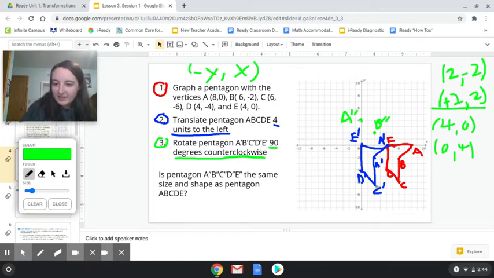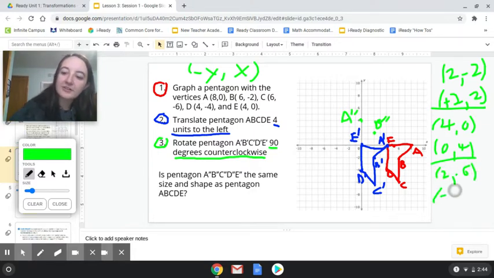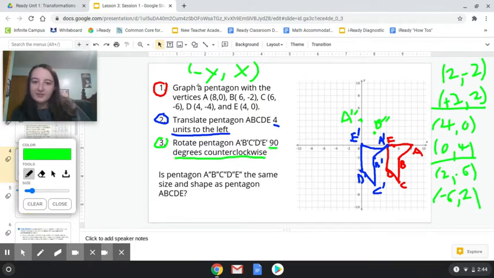For our C, we were at 2, -6. And we flip those. So now -6 is here, 2 is here. And then we make what was our y value its opposite. So now this will be +6. So then we go to the right 6 and up 2. And there's our new C prime.